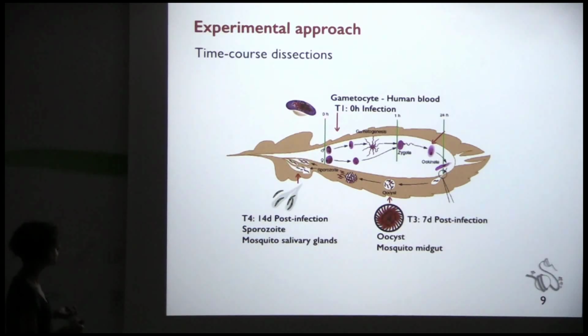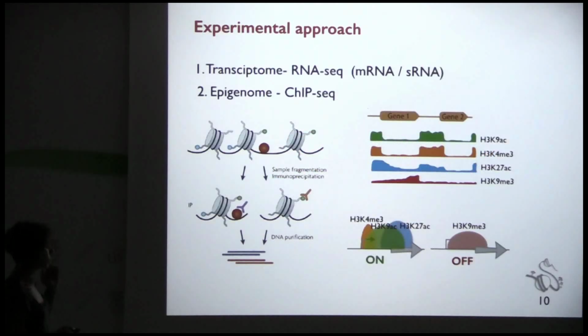Time 0 before infecting the mosquitoes, then at time 7 days that correspond to the oocyst here in the midgut epithelium. This is a midgut. And then at day 14 in the salivary glands, which is the sporozoite stage. I want you to remember these figures here and these names. And then on these tissues, we perform transcriptomic analysis, total RNA and small RNA, and then ChIP-seq.